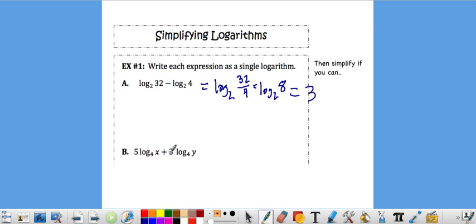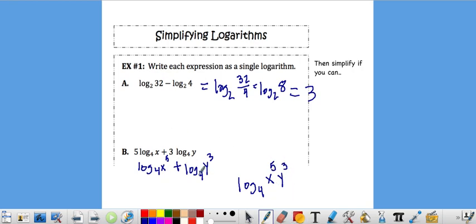Next example, 5 times the log base 4 of x plus 3 times log base 4 of y. If you have a number out in front, that's an exponent, so this becomes log base 4 of x to the 5th plus, 3 goes on top, log base 4 of y cubed. And now finally we are adding. Adding, kind of like subtracting, correlates not with division but multiplication. So since these bases are the same, we can do log base 4 of the quantity x to the 5th times y to the 3rd.